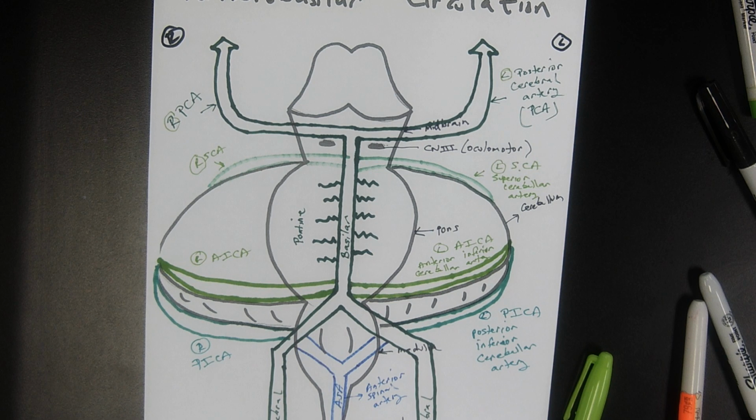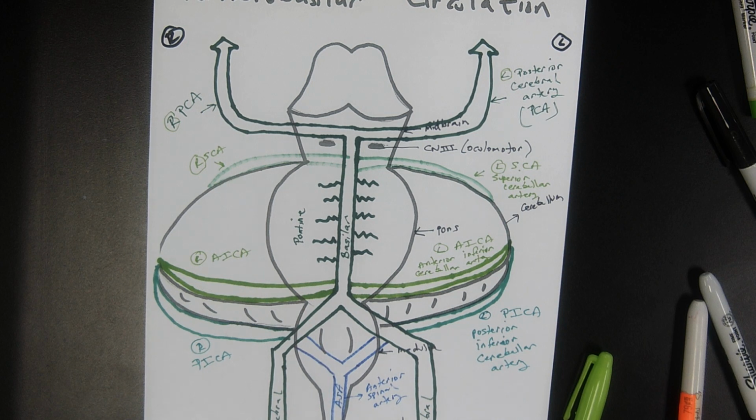Major branches off of the vertebral arteries, two of them. You have to know the ASA, anterior spinal artery, which supplies the spinal cord, and then the PICA, left and right PICA, which supply the cerebellum. Moving up off the basilar, the PICA. Moving on up off the basilar, superior cerebellar artery. And little branches coming off the basilar are the pontine arteries, which supply the pons with blood.